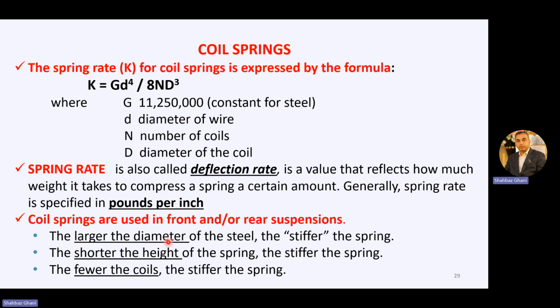So the larger the diameter of the steel, the stiffer the spring is. The shorter the height of the spring, the stiffer the spring is. The fewer the coils, the stiffer the spring is. So these are the 3 general conditions. So we have to find this deflection rate or the spring rate. We have to use this formula for that particular coil spring.